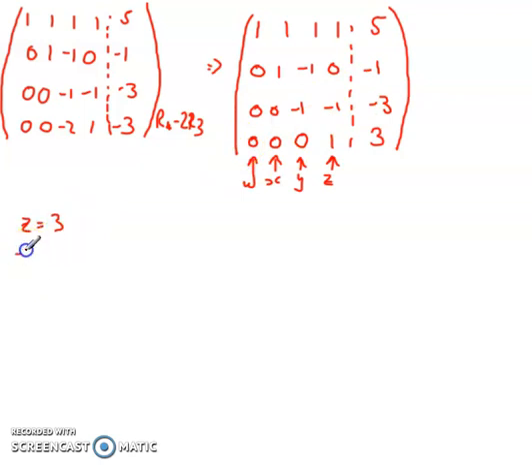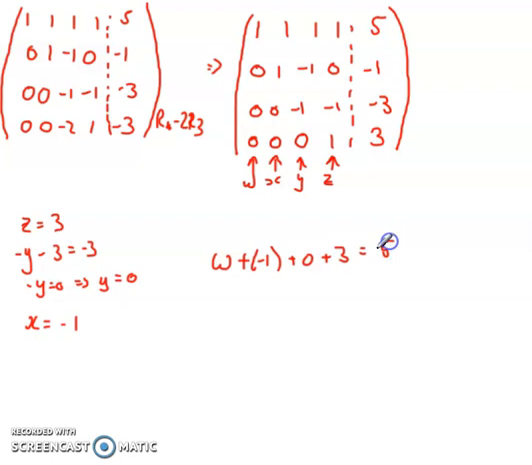Second row here, I know that minus Y is minus Z, so minus Y minus 3 is equal to negative 3. So negative Y is 0, so Y is 0. This line here tells me that I've got X. It's then minus Y. Well, if Y is 0, it's just X. That equals negative 1. And then for the top row, what I'll end up getting is W plus X, so plus negative 1, plus Y, so plus 0, then plus Z, so plus 3, is equal to 5. So I know that W plus 2 is equal to 5. W is equal to 3.